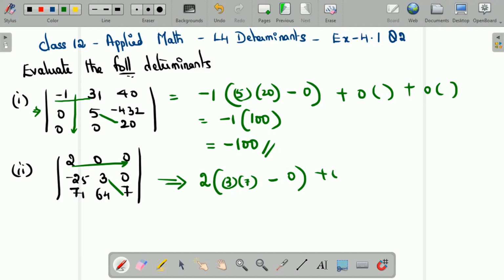After that again it is plus 0 into whatever happens. We don't need to bother. Similarly, the last part, 0 into anything. I'm expanding along this row. So now this is going to be 2 into 21. So the final answer is 42.